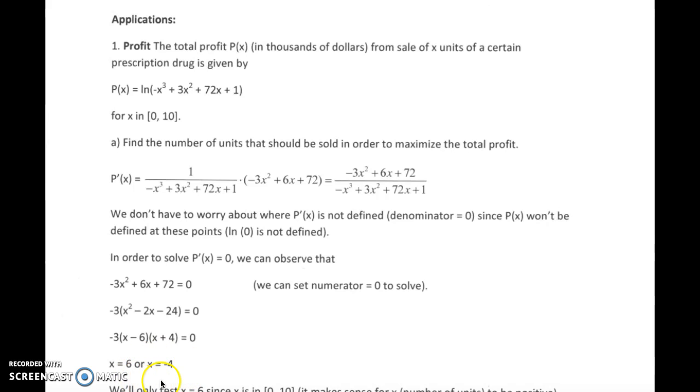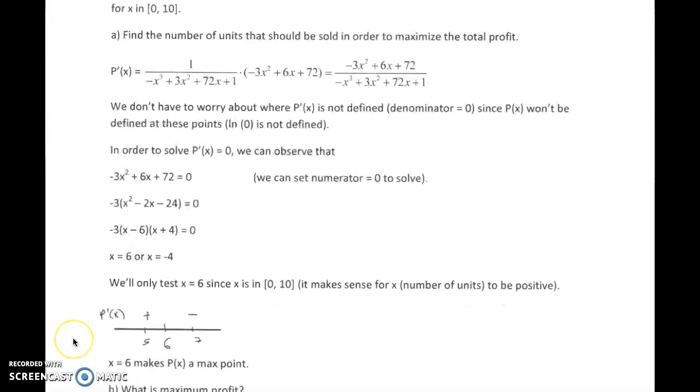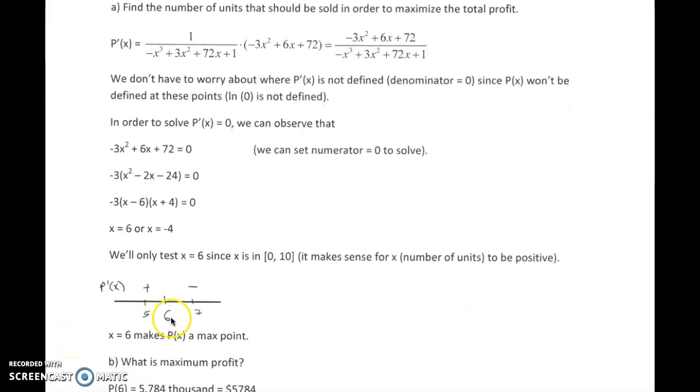Now, negative 4 is outside of our domain from 0 to 10, so we're only going to test the value 6. And when we're talking number of units, obviously we don't manufacture a negative number of units, so just as common sense, even if you didn't have this restriction, we wouldn't want to use the negative 4 value. If we're going to test 6, we test the numbers to the left and to the right, so 5 and 7 are great numbers to test.